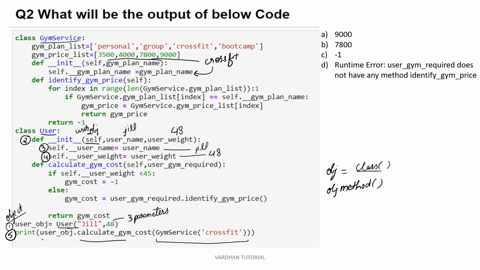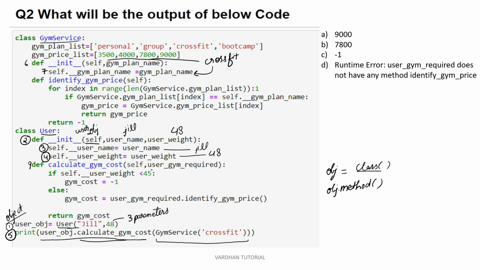Now object dot method. Now this method will be called. Okay. So fifth, sixth, and seventh. Now eighth line, this method will be called, calculate gym cost. This method is called.